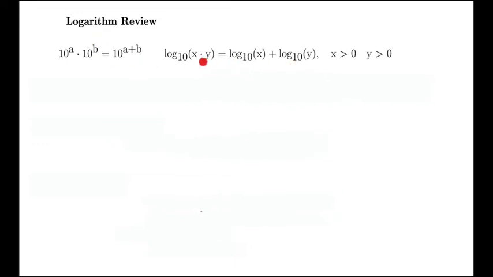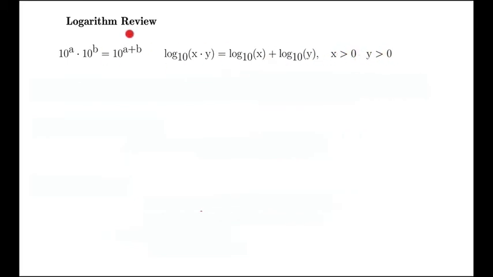A rule of logarithms that involves products. It says that if you take the log of a product, it's equal to the log of the first plus the log of the second. You have to get it straight. The log base 10 of the product of two things is the log base 10 of x plus the log base 10 of y. That's for x greater than 0 and y greater than 0.